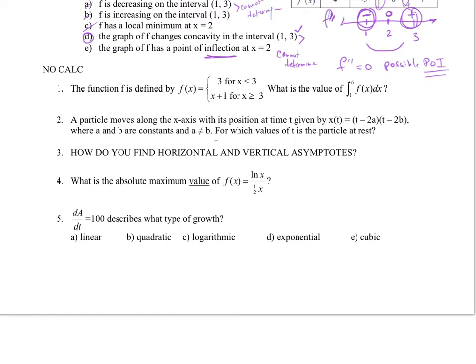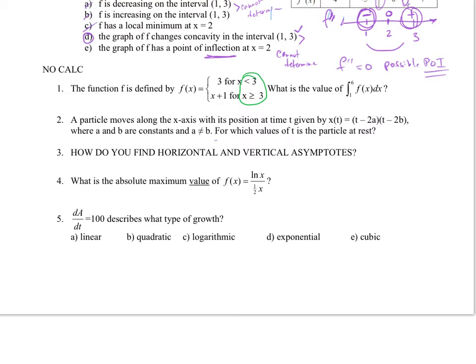On this first one, it says a function f is defined by this piecewise function. What is the value of the integral from 1 to 6 of f of x dx? So what we need to do for this is take a look at this right here. This is the border where something happens at 3.